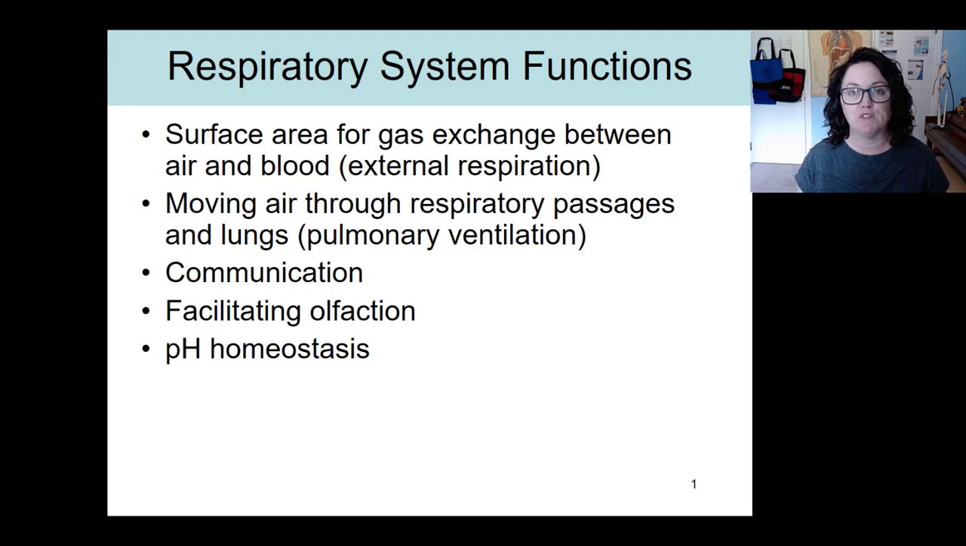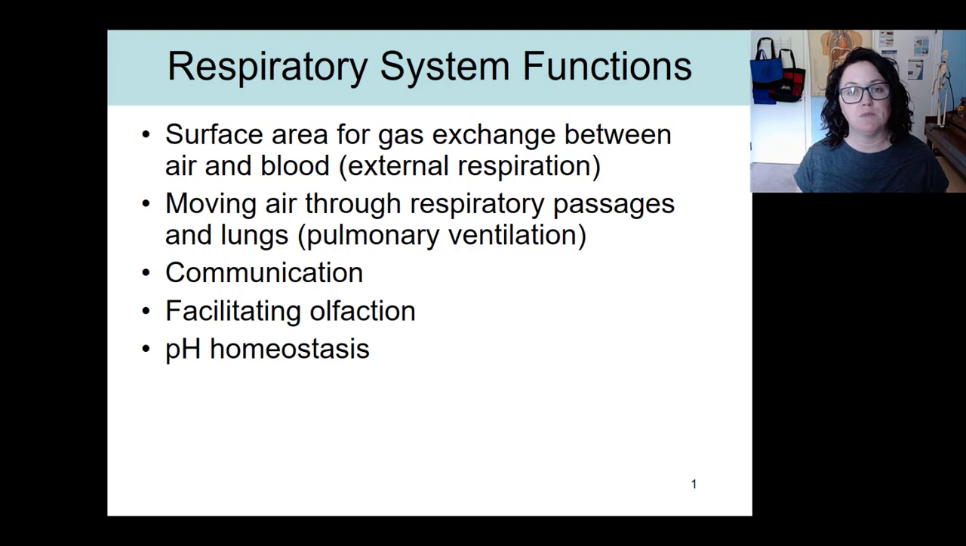Of course, the respiratory system is important for communication. I wouldn't be able to speak right now if I wasn't able to move air past my vocal cords. The respiratory system facilitates olfaction. Olfaction is just a fancy name for smell. So the respiratory system has olfactory sensory cells embedded in it that allow us to smell.